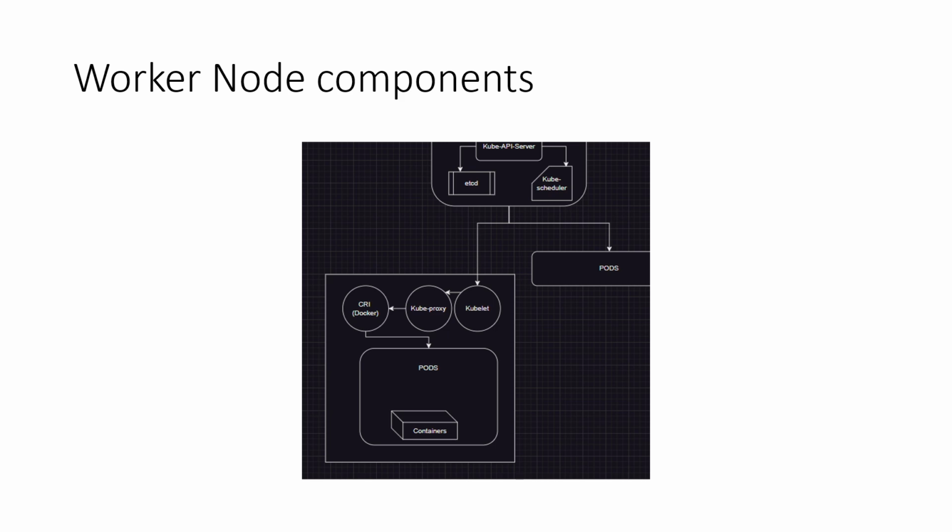So kubeproxy is a network proxy that runs on each node and implements part of the Kubernetes service concept. It maintains network rules on nodes. These network rules allow network communication to pods from network sessions inside and outside of the cluster. kubeproxy uses the operating system packet filtering layer if there is one and it's available. Otherwise, kubeproxy forwards the traffic itself.